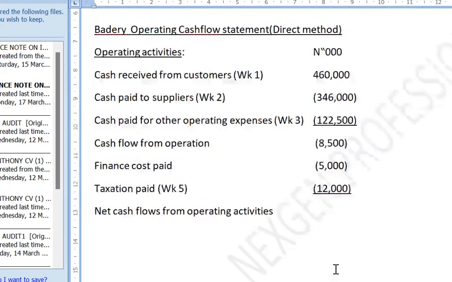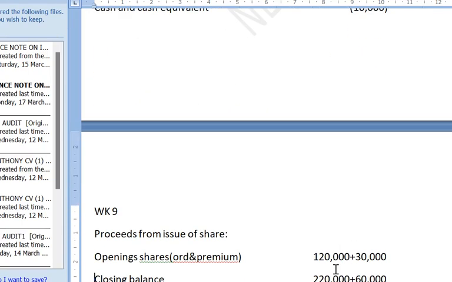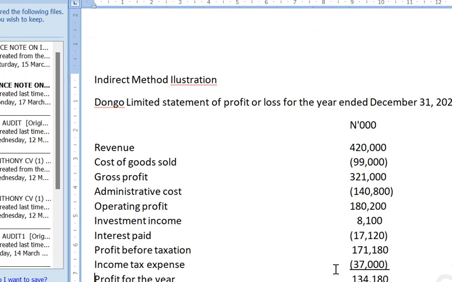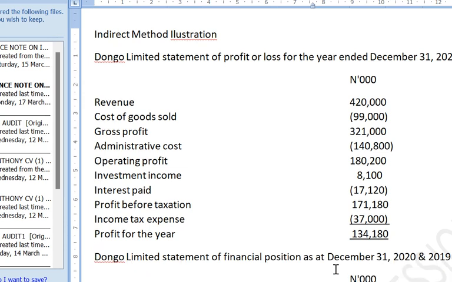So let's quickly go to the illustration on the indirect method. Illustration on the indirect method, and that is this. So let me quickly read. The statement of profit or loss for the year is as follows. Revenue is here.